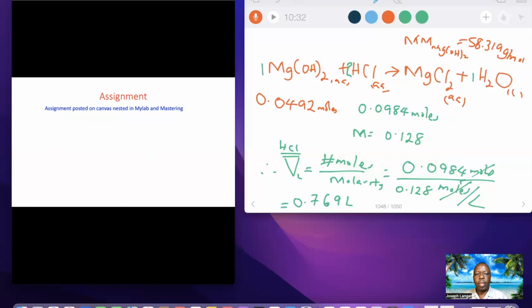With that, that marks the end of part B of chapter 4, reactions in aqueous solution.